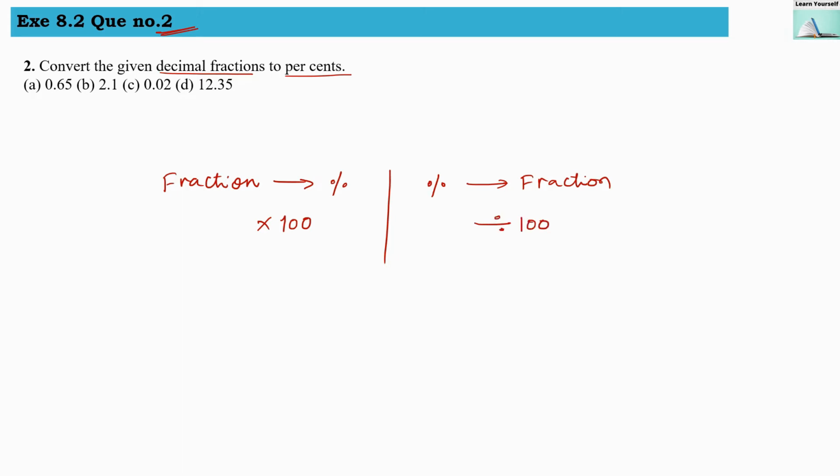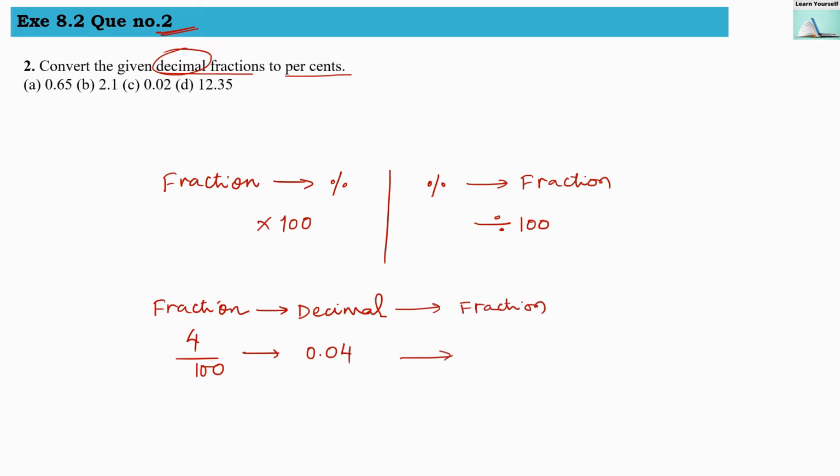Now here they have given us a decimal form. Decimal form is converted from the fraction. That 4 divided by 100 is there, that we are converting into decimal, that is 0.04. And decimal again we can convert to the fraction, that 4 divided by 100. And when we are converting this fraction into percentage, we are multiplying with 100. So our answer is going to be 4%.